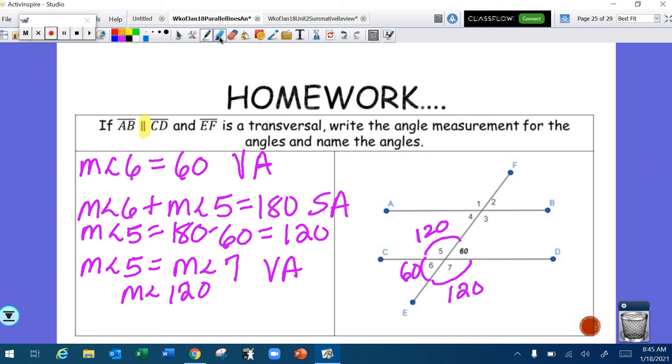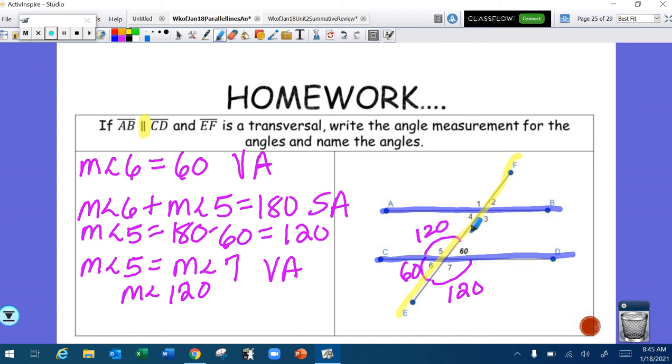And let me show you what we mean by interior. So I have these blue segments, which are called parallel lines. So angles 4, 3, 5, and angle 60 are inside the parallel segments. And this yellow segment is called a transversal.